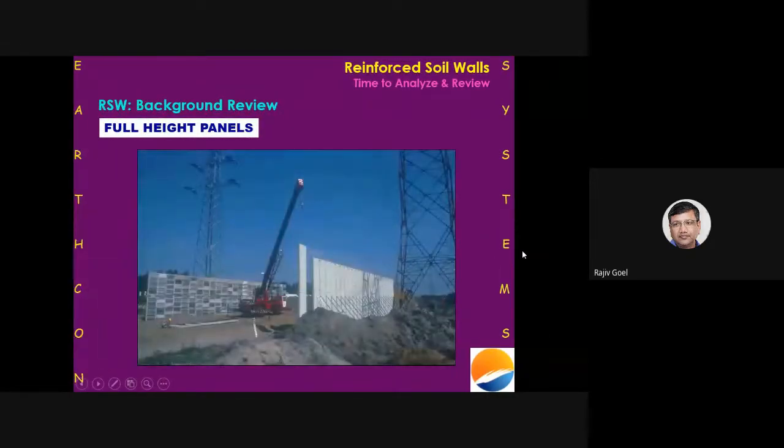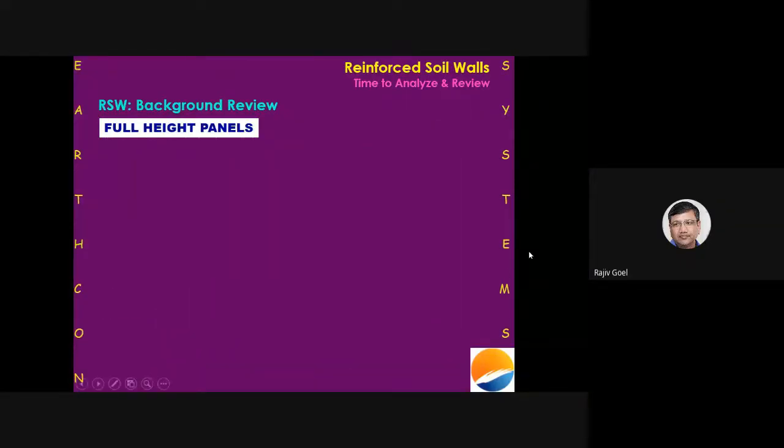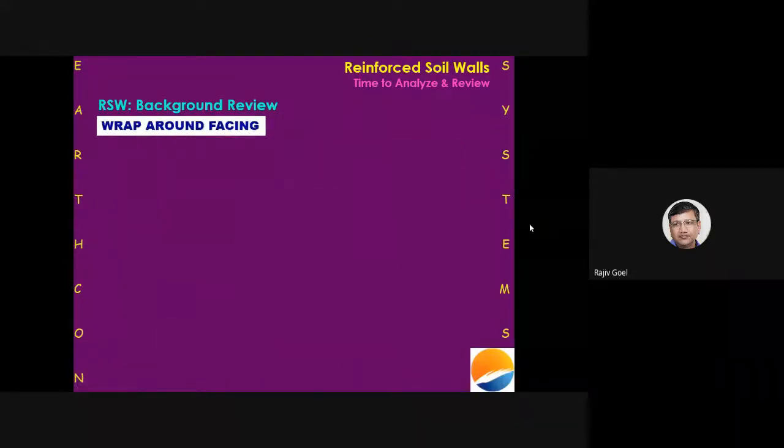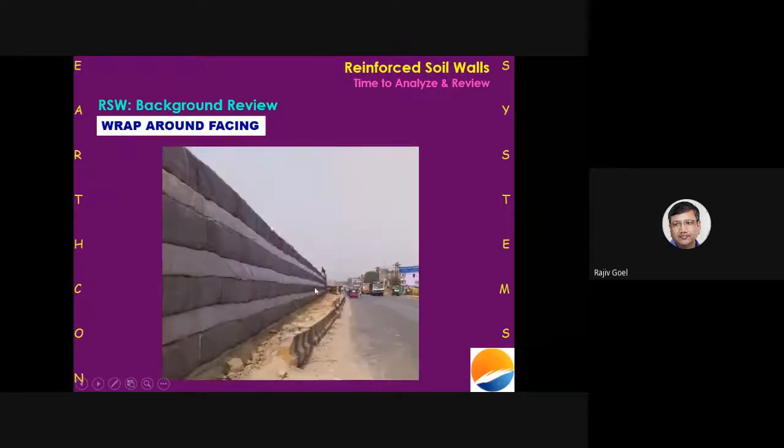You can have full height panels, and as you can see, this is a difficult construction. One more example of a full height panel. It has been used, but for obvious reasons, this has not become very popular. We have a wraparound fascia.